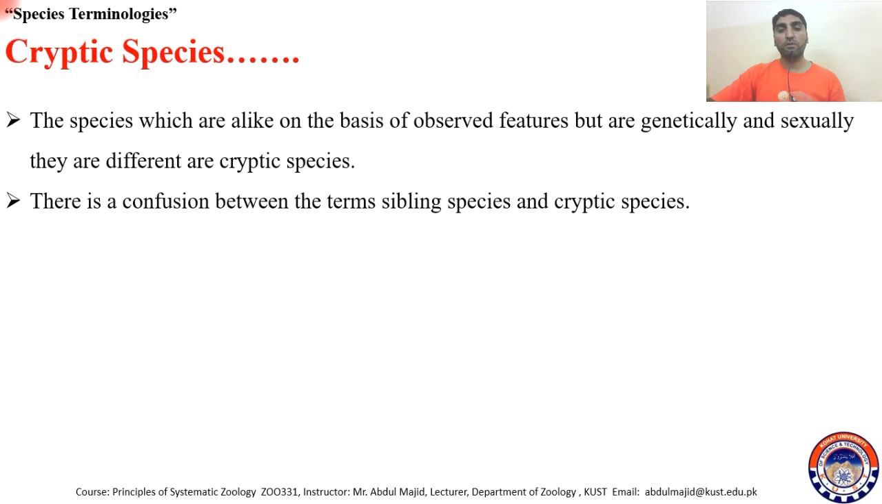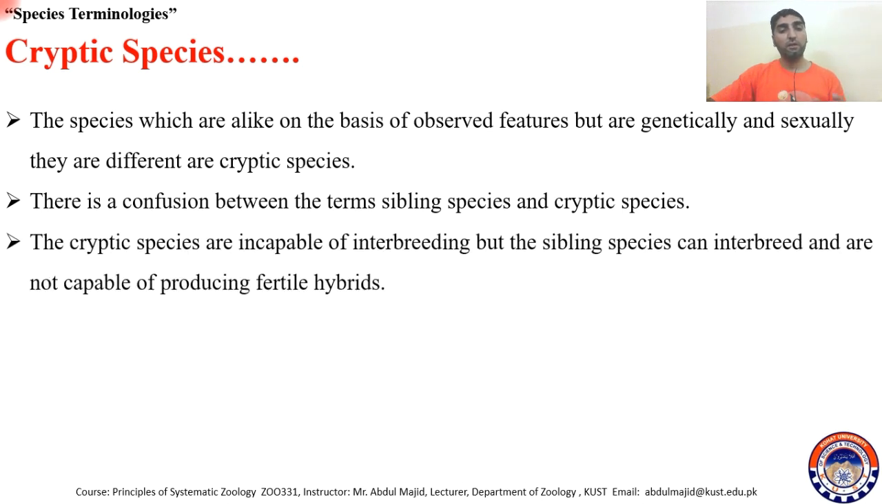There is a little confusion between the terms sibling species and cryptic species. The cryptic species are incapable of interbreeding, but the sibling species can interbreed, though they cannot produce fertile hybrids. In the case of cryptic species, they are morphologically similar, but they cannot interbreed. But in sibling species, they can interbreed, but the hybrids will not be fertile.